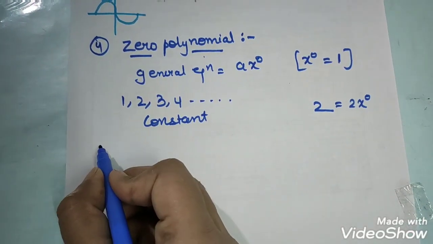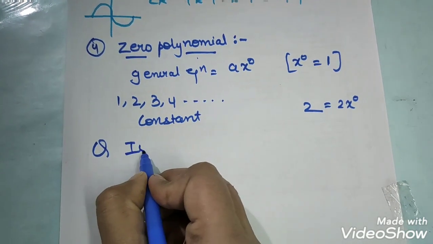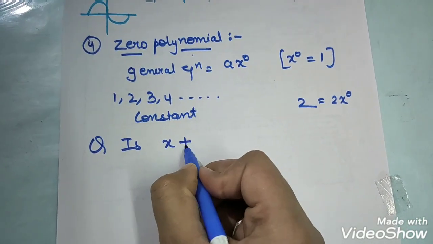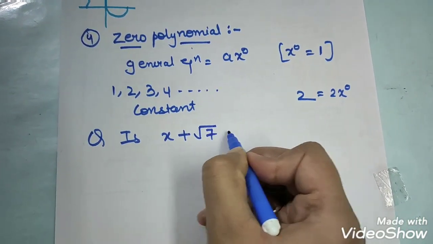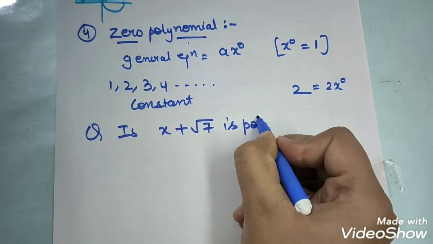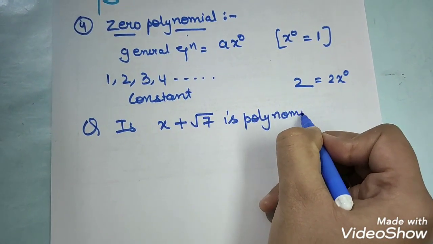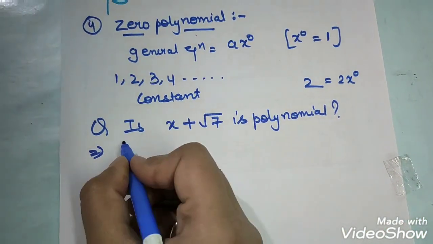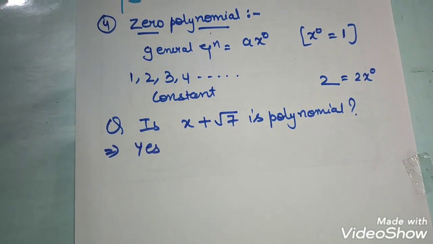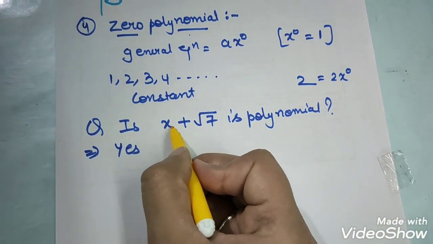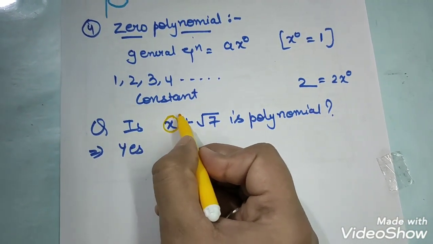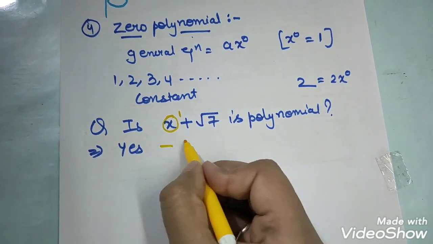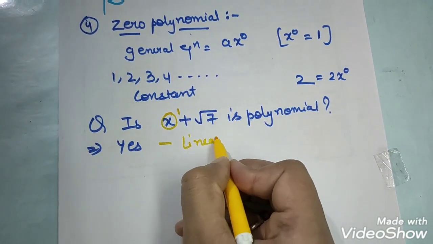So now look, if I ask whether x plus root 7 is a polynomial, the answer is yes, it is a polynomial, because the highest power or degree of the variable is 1. That means it is a linear polynomial.